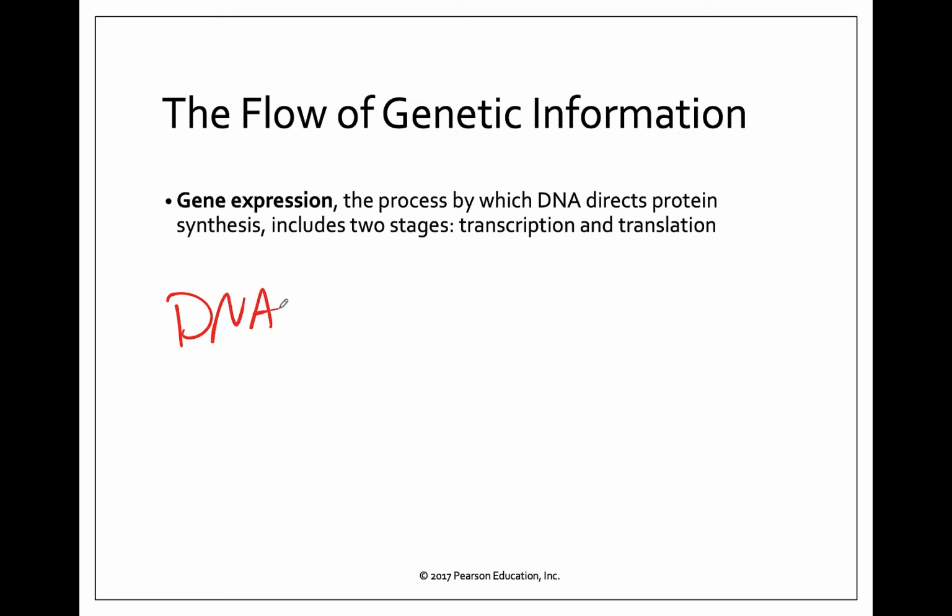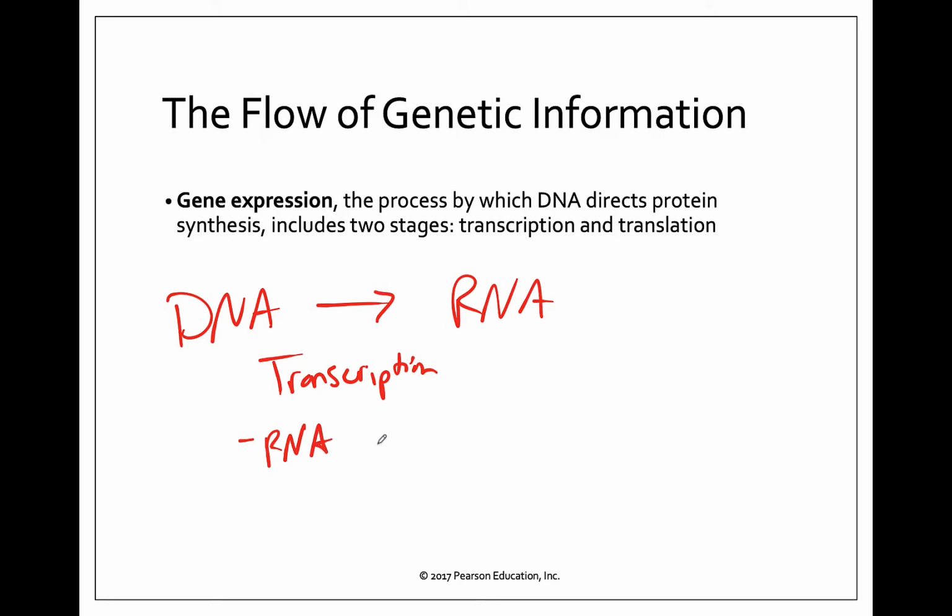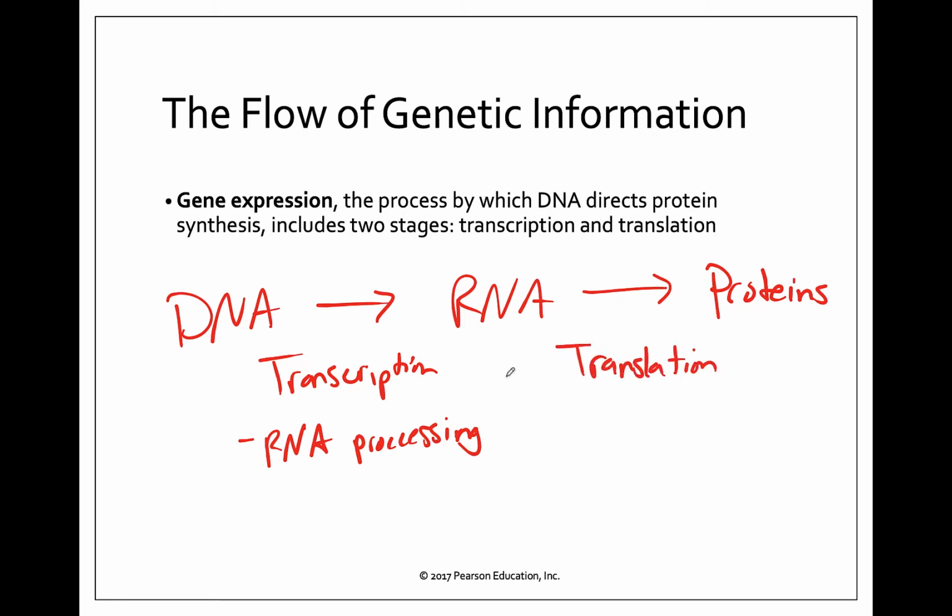We're going to go from DNA to RNA, and this process is called transcription. It's also going to include something called RNA processing to make the RNA ready to leave the nucleus. And that RNA is going to be translated into proteins. This is called translation. So we're going to have three main processes here: transcription, RNA processing, and translation, that we're going to need to go through to get from DNA all the way to proteins.